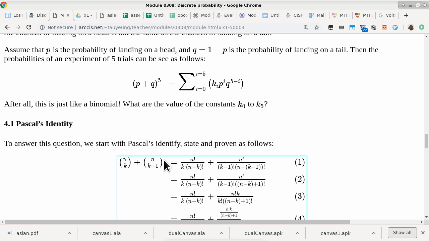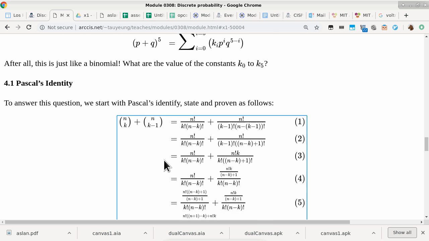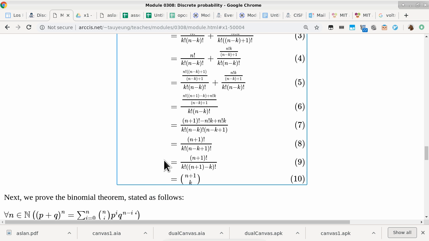Okay, you look at this and go like, okay, so we're looking at the sum of n choose k and n choose k minus 1. Okay, fine. What is the big deal? Well, scroll down a little bit. And through all the derivation, we conclude that that turns out to be the same as n plus 1 choose k. Okay, this is called Pascal's identity.